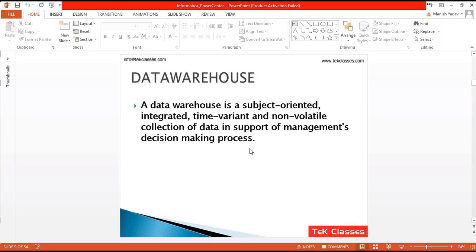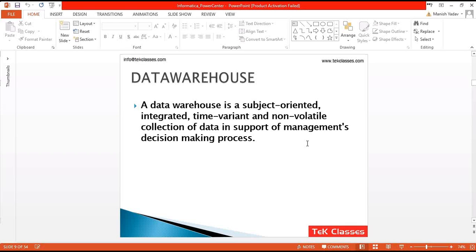Okay, they may decide either to load that data daily or weekly or monthly, sometimes quarterly also. So that's why we call it time variant. And then we say non-volatile. So the data inside the data warehouse doesn't change.